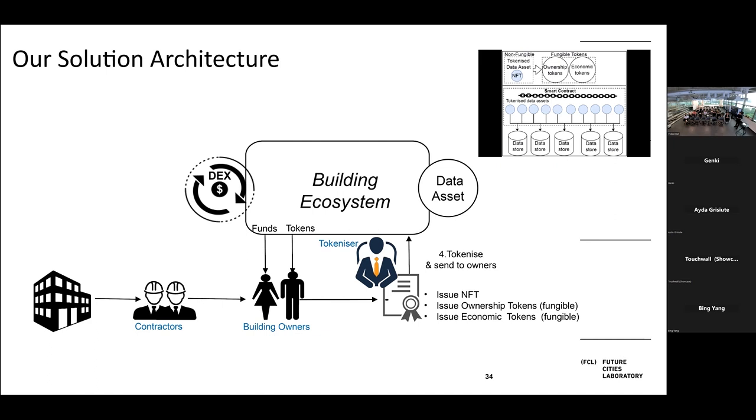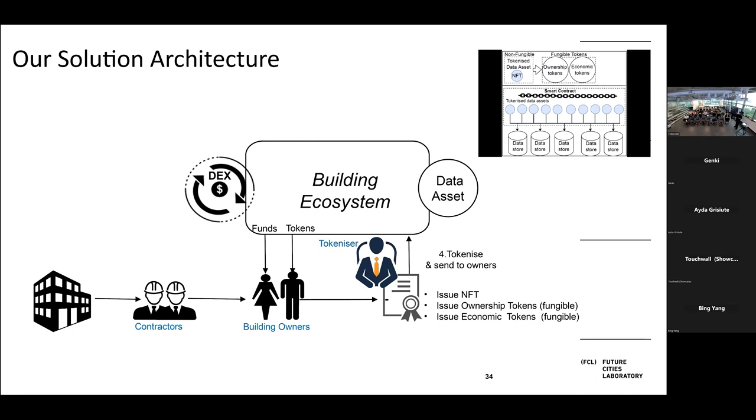If you look at the top right, what is going to be issued is a data asset token, or the NFT. And along with each NFT, he also mints a certain number of ownership tokens and economic tokens. The purpose of ownership tokens is that you can sell a fraction of the ownership to somebody else.